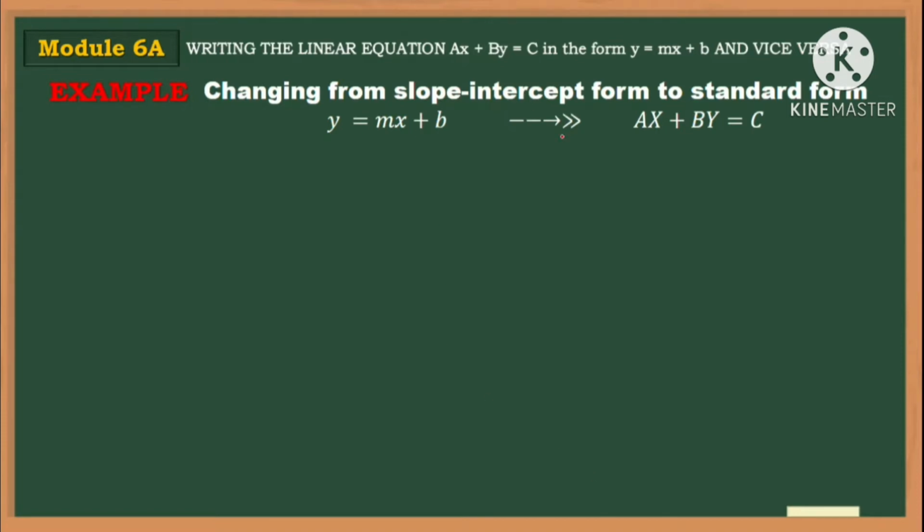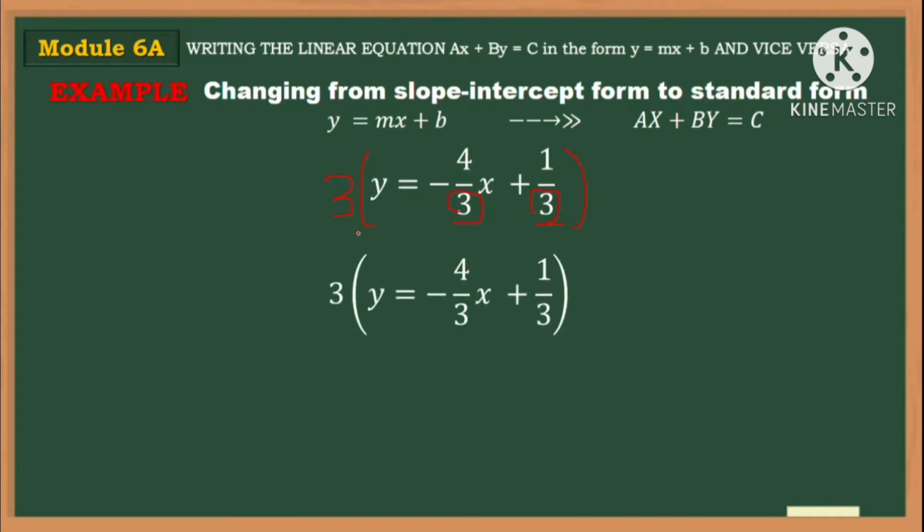So from slope-intercept form to standard form, given y is equal to negative 4 over 3 x plus 1 over 3. So notice, parehas sila na may fraction. Pero observe, ang denominator are parehas na 3. So same, we're going to multiply the whole expression or whole equation by, yes, this is 3.